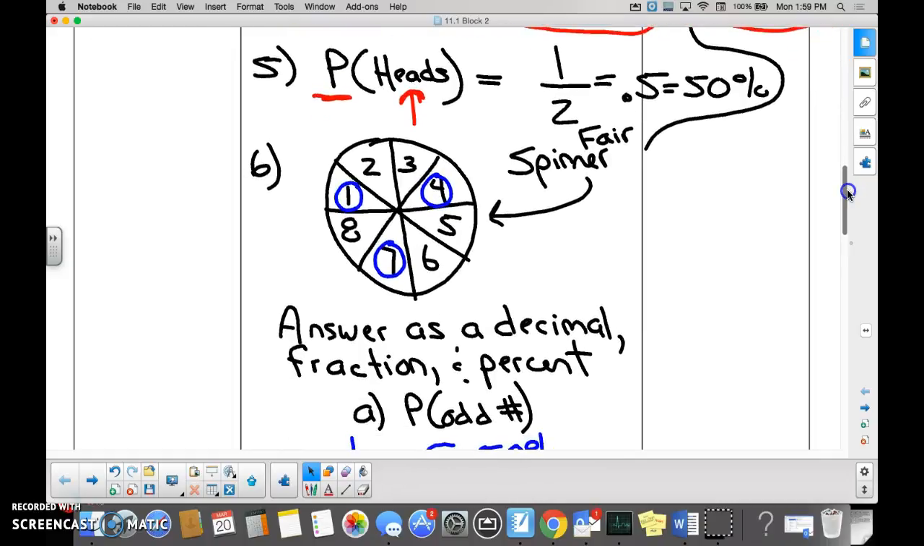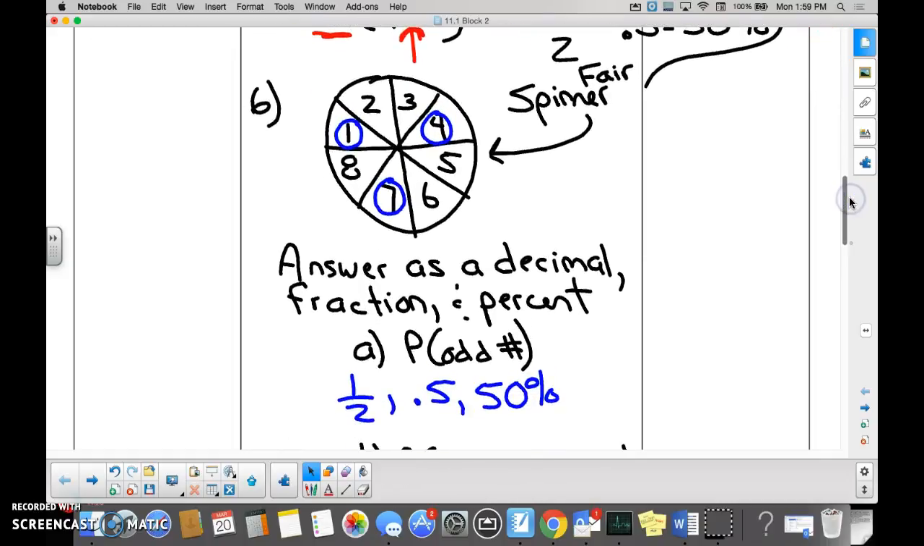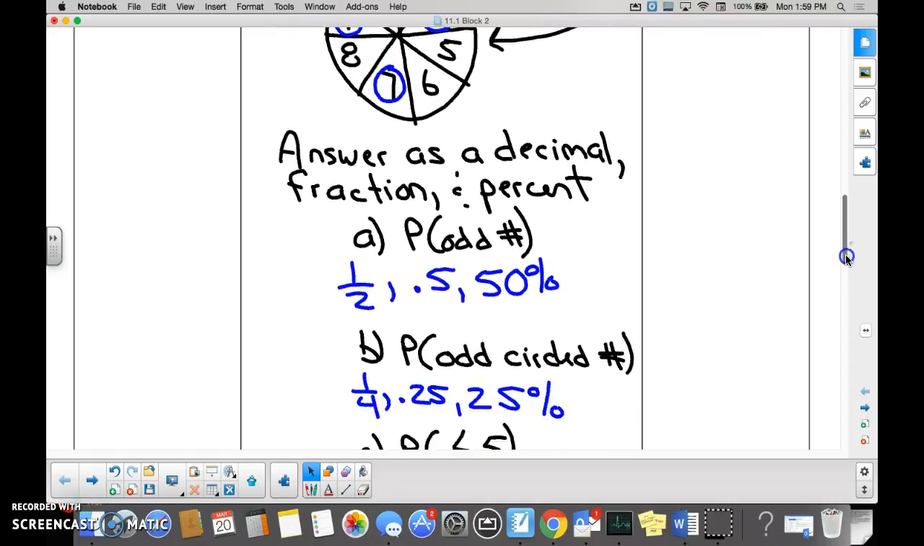And then we did some questions. What's the probability of getting an odd number? Go through and calculate it. There are 4 odd numbers. There are 8 possible outcomes. 1/2, 5/10, 50%. I'm going to skip on down.